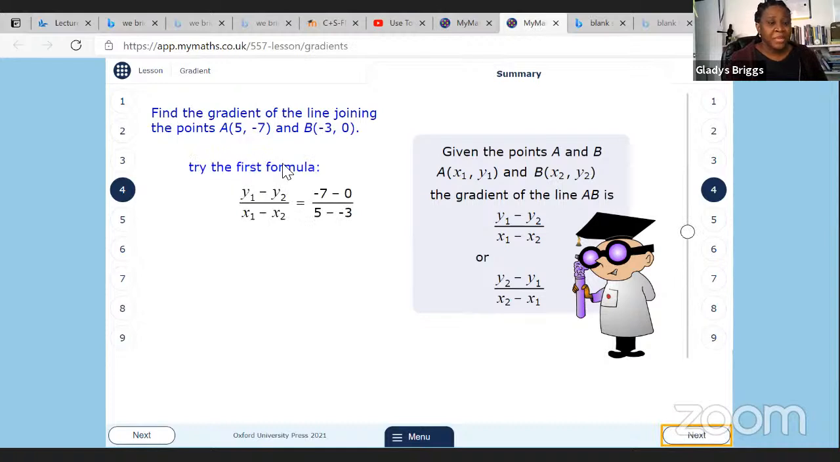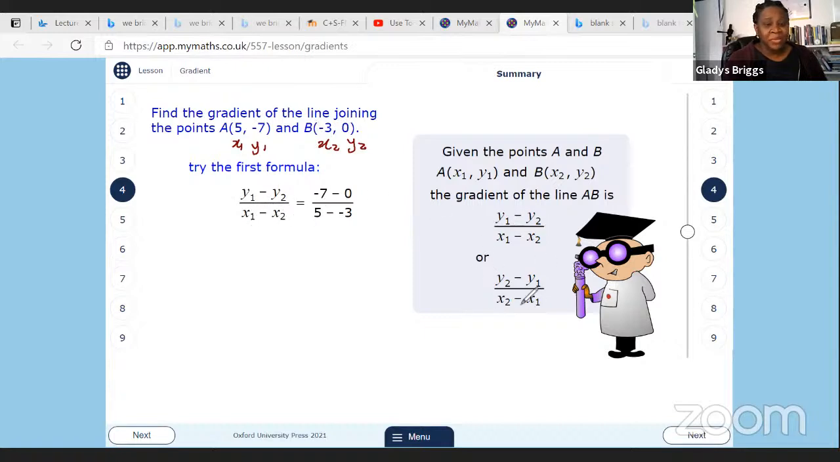So you would have y1. So this is x1, y1, and this is x2, y2 in the formula, yeah? So you would have y1 minus y2, yeah? Divided by x1 minus x2.